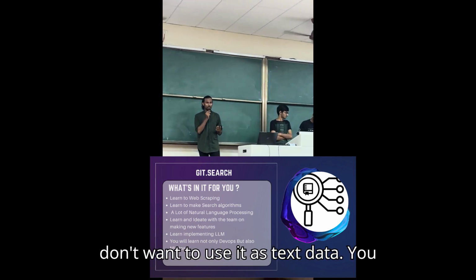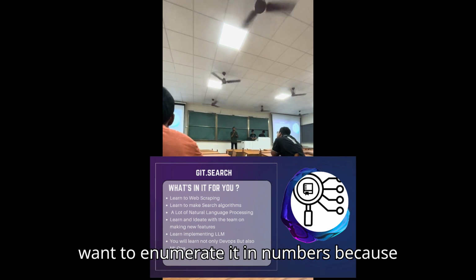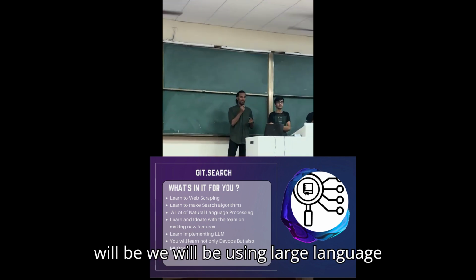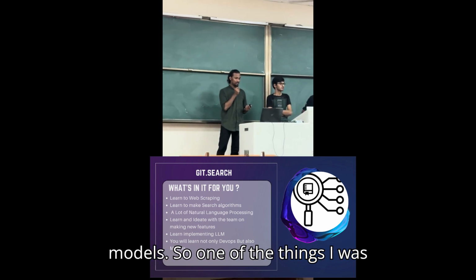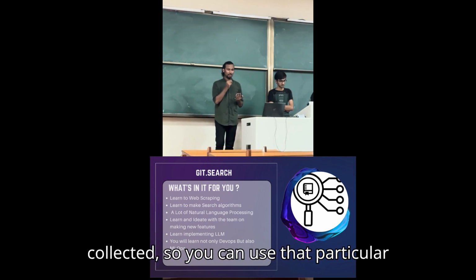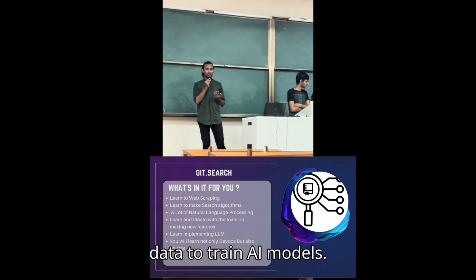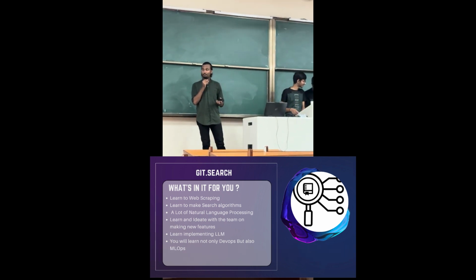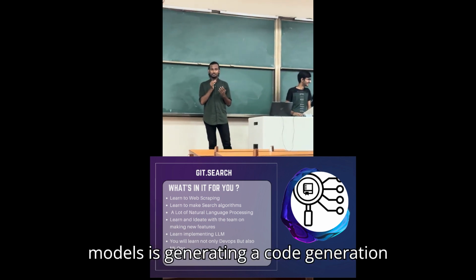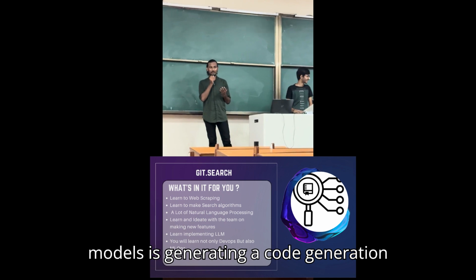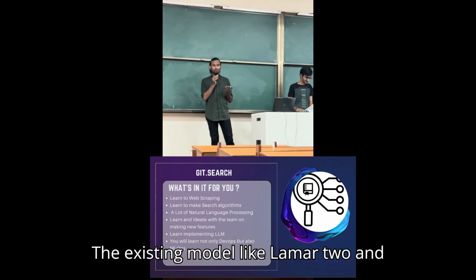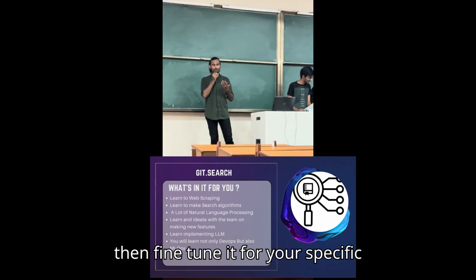You don't want to use it as text data. You want to enumerate it in numbers because those are easy to compute with. We'll be using large language models. One of the things I was thinking is that you could develop multiple features with the data you have collected. You can use that data to train AI models. Specifically, I was thinking of a code generation platform, using a pre-existing model like Llama 2 and then fine-tuning it for your specific purposes.